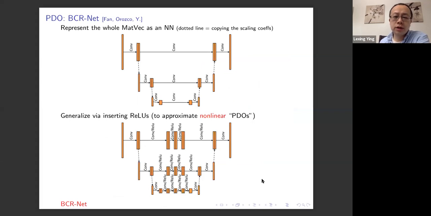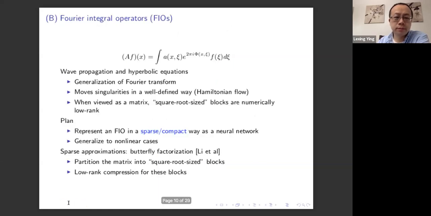If you want to put all the scales together, you have this hierarchical neural network structure. In the first figure, the down pass from the top is doing the wavelet transform, the upper pass is doing the wavelet synthesis, and the middle lines, the convolution lines, are really doing the convolution in the wavelet basis at all scales. Now we can generalize this architecture to make it more powerful by adding more internal convolution layers and also adding nonlinearities like ReLUs. This results in our neural network architecture, which is called BCRNet. So this is the architecture we're going to use to represent pseudo differential operators.